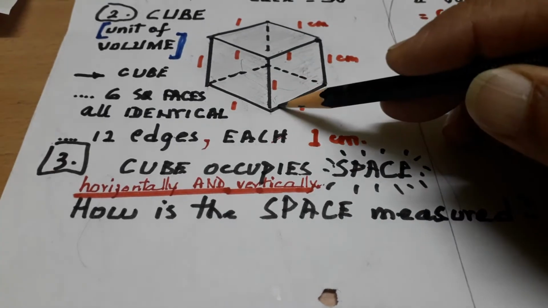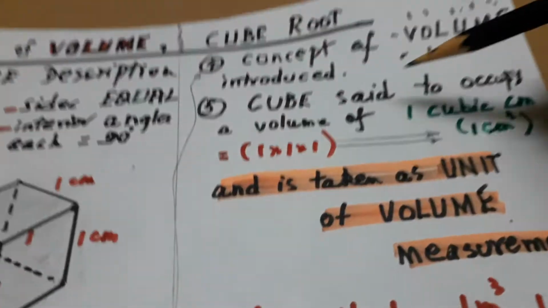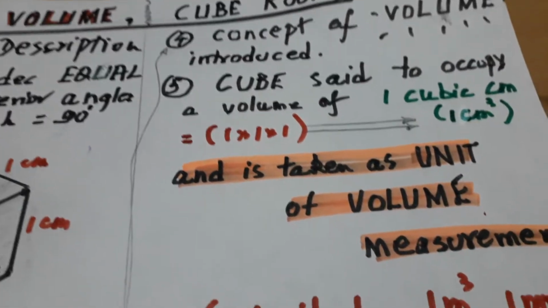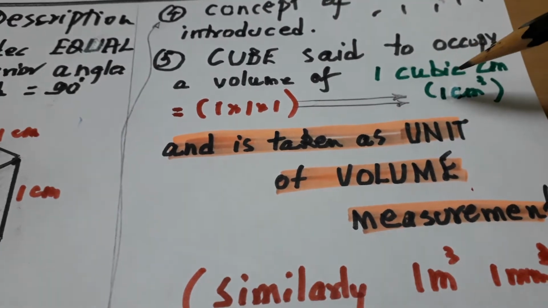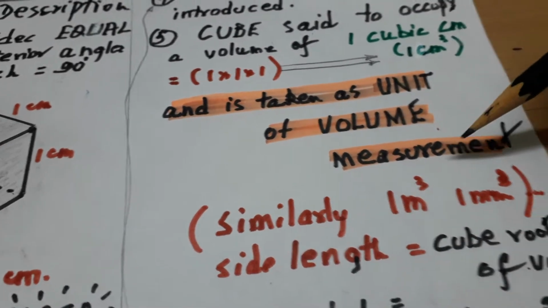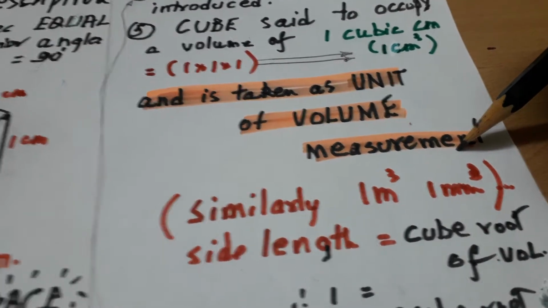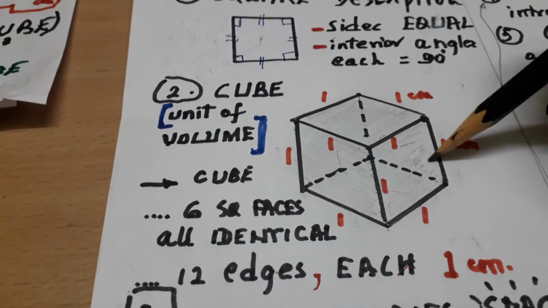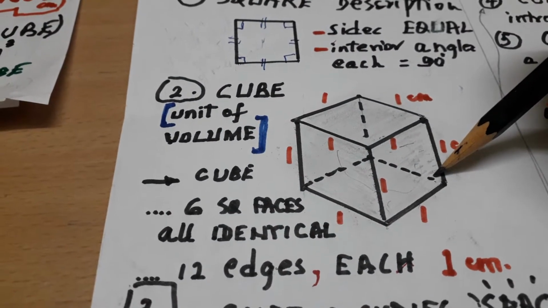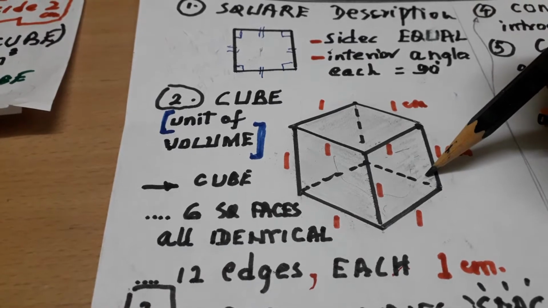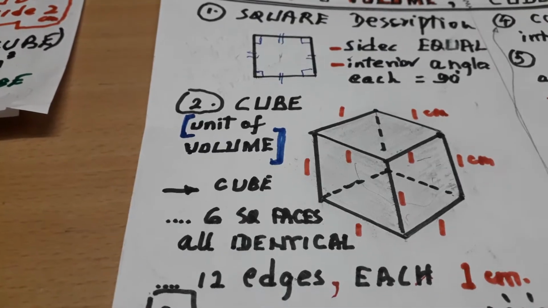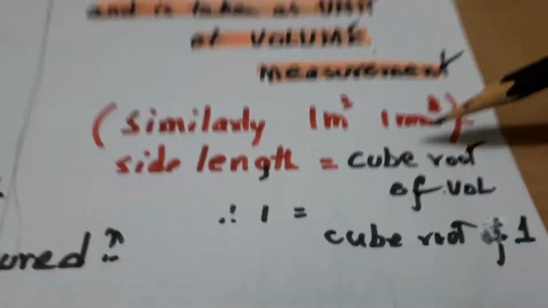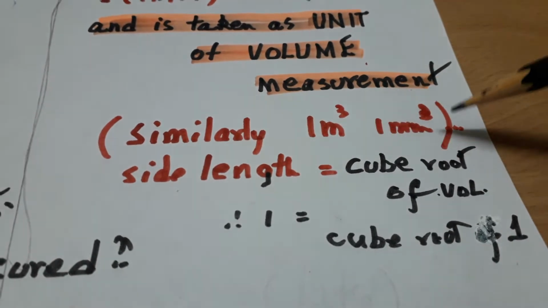If this is meters, then the volume becomes cubic meters. The concept of volume is introduced in the cube. Now, a cube is said to occupy 1 cubic centimeter. This cube is taken as the unit of volume measurement. Now, if you put 1,000 of these together, the space occupied by it horizontally and vertically is called a liter. A liter is 1,000 cubic centimeters. So these are all units. Similarly, 1 meter cube, 1 millimeter cube.